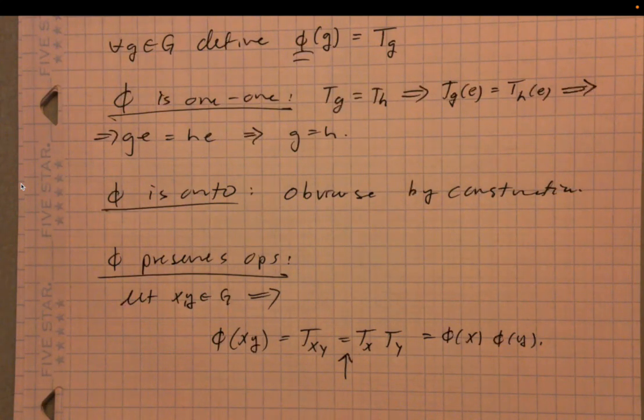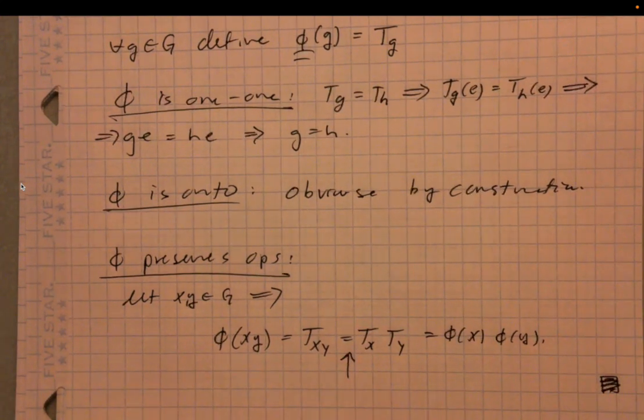So that is the proof of Cayley's theorem. It's kind of a rough version of the proof. You can go through and clean that up a little bit and make it a little tighter, but that's the idea behind the proof.